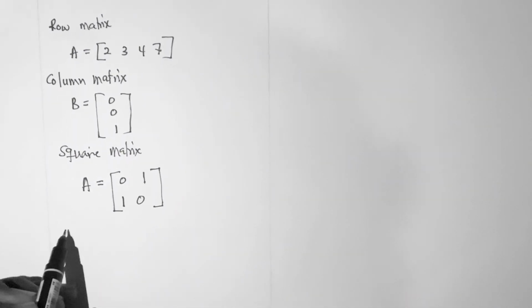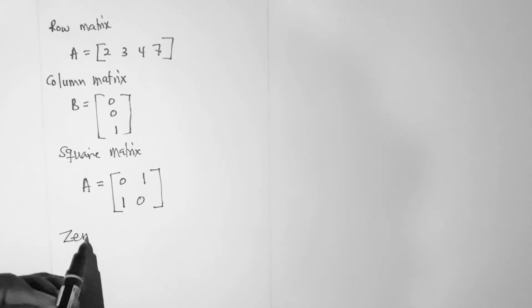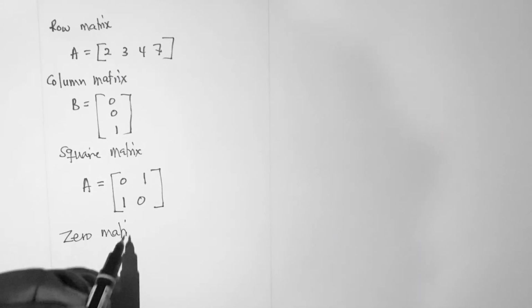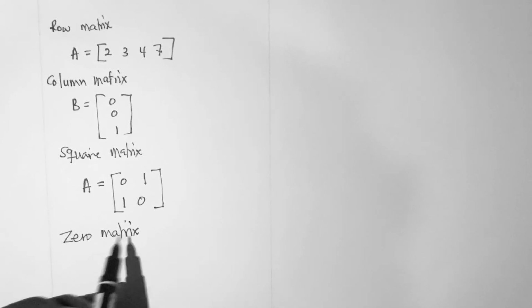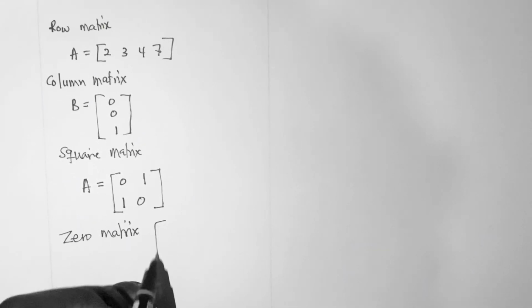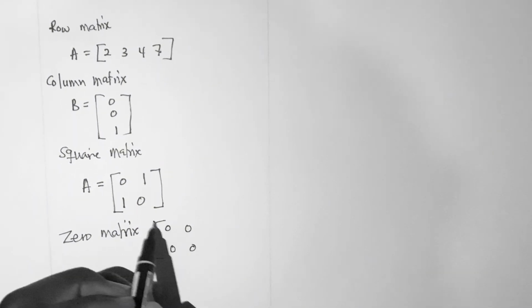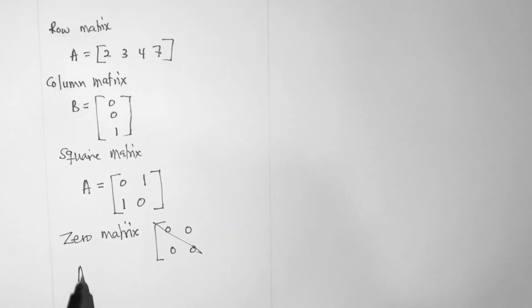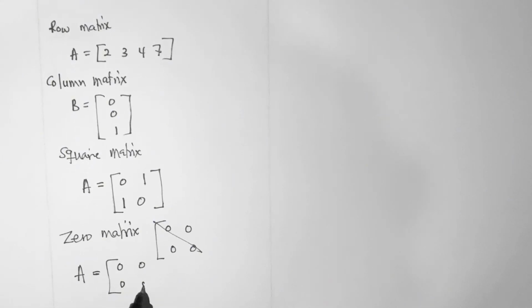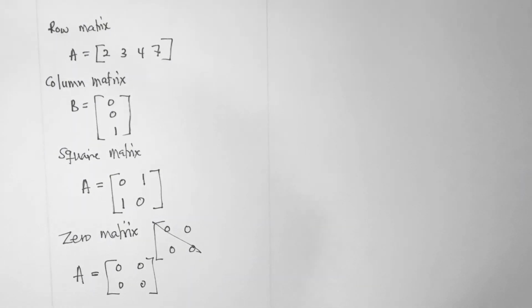Zero matrix or a null matrix. So what is a zero matrix? A matrix is a zero matrix if all the entries in the matrix are 0. So let's say matrix A equals 0, 0, 0, 0. This is a zero matrix or a null matrix.